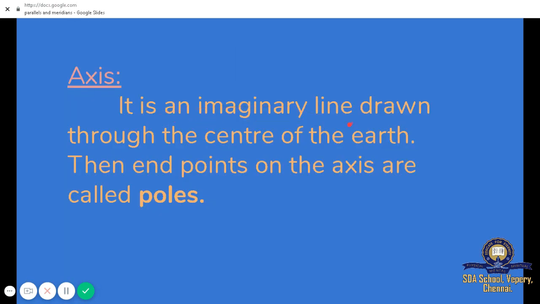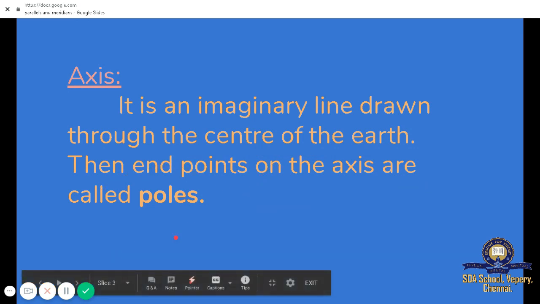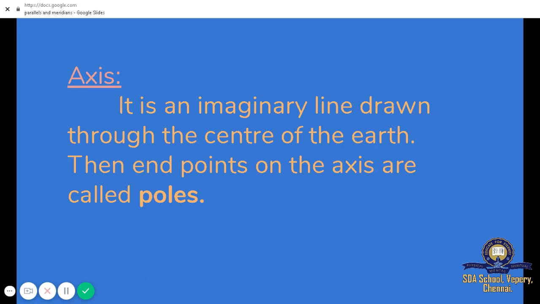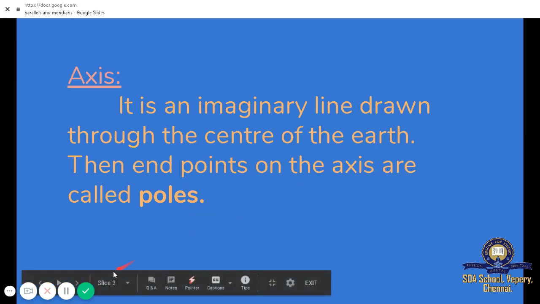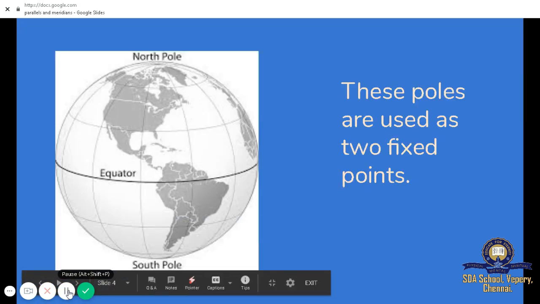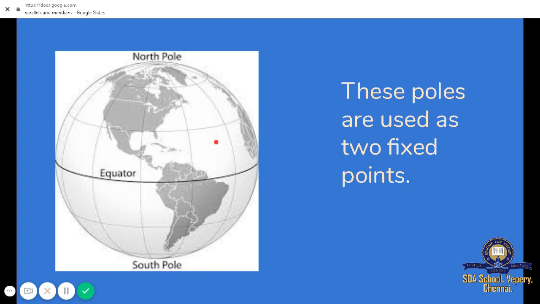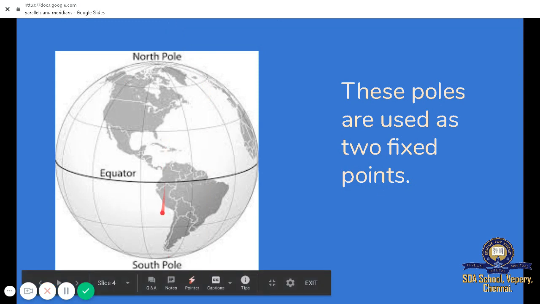Axis is an imaginary line drawn through the center of the Earth. The endpoints on the axis are called poles. Every line, whether imaginary or real, has some endpoints. The endpoints on the axis are called poles. Earth has two poles: the North Pole and the South Pole.